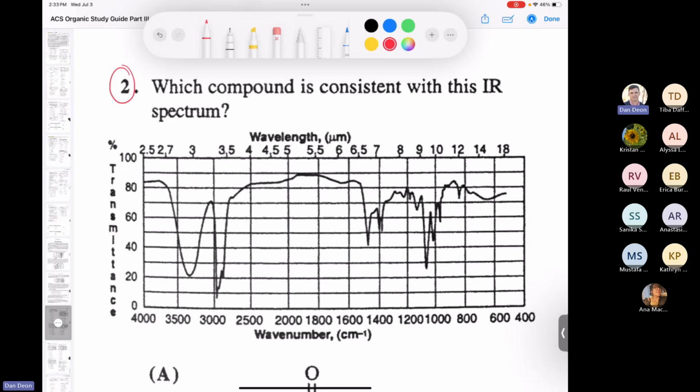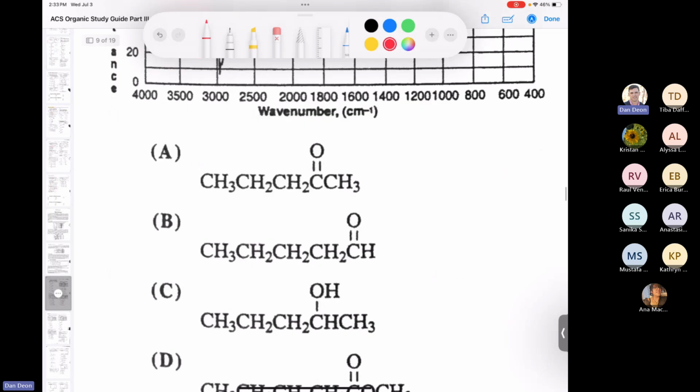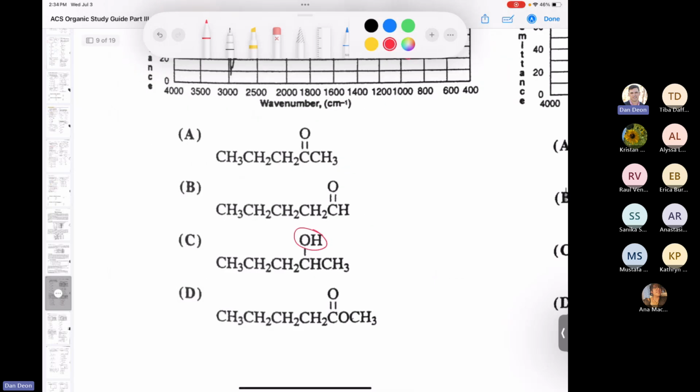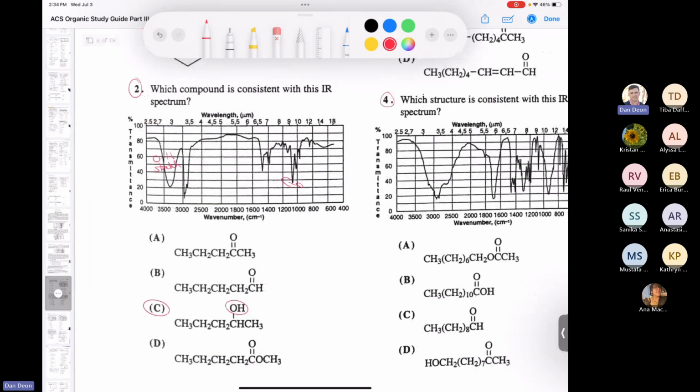I would say the OH stretch from the alcohol, right? So this is definitely an alcohol, and then we have the CO stretch here as well. And so if we look at the 4 compounds, only one of them has an alcohol, and so the answer has to be C for that one. Thanks, Mustafa. Perfect. Yeah, absolutely.